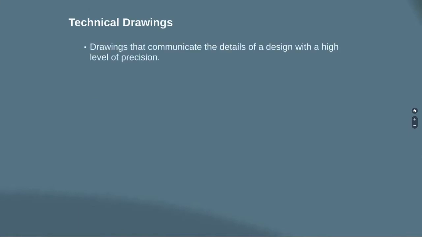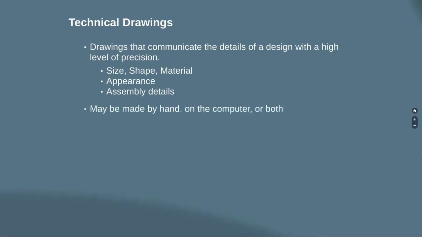In Step 3, the crude thumbnail sketches made in Step 2 are developed into technical drawings. These are drawings that communicate the details of a design with a high level of precision. This includes information such as size, shape, and material, the appearance of the design, and any relevant assembly details. Technical drawings may be made by hand, on the computer, or both, depending on the project.